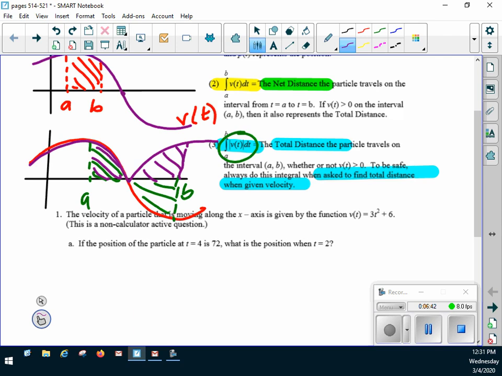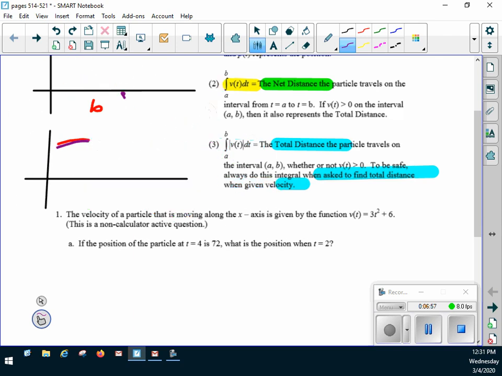You with me there? Now, we got 5 minutes because of RTI. When this is velocity, oh boy, let me erase. I was thinking about this last night.